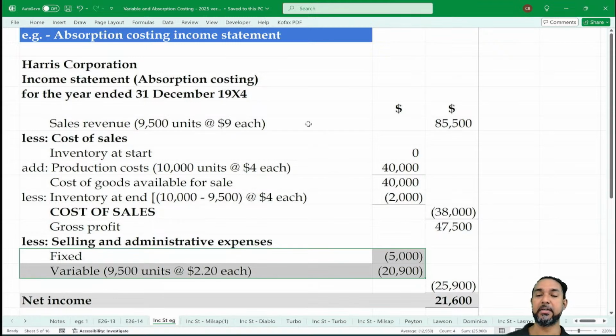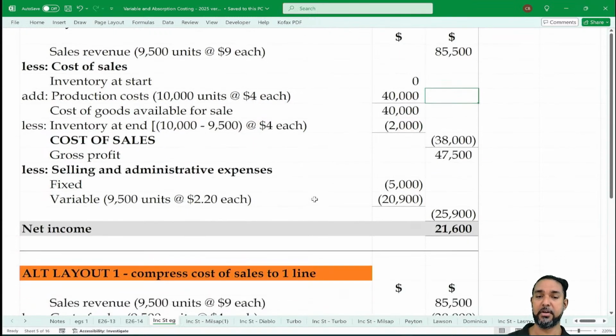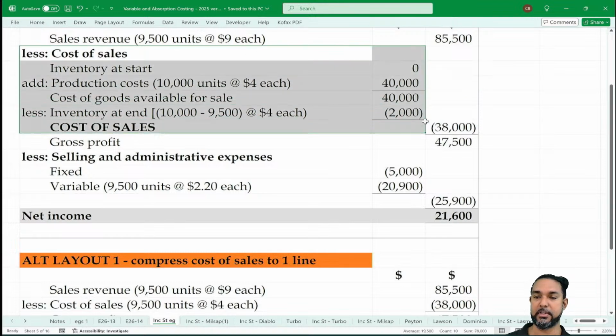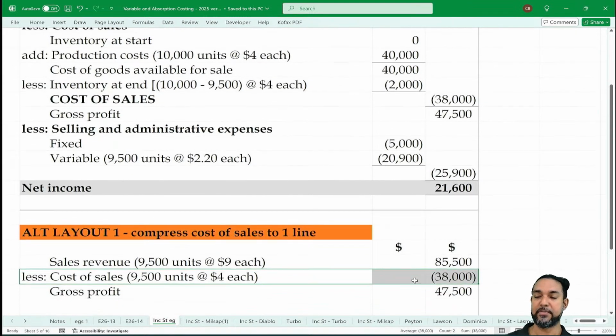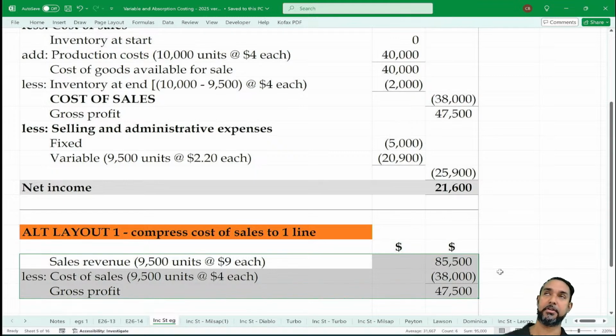Now, what we did is we compressed this. You could compress it in a couple different ways. One way is you could compress just the cost of sales section into a one-liner. If you know you sold 9,500 units and they each cost $4, then just multiply 9,500 by 4. It'll save you a lot of time and writing, and in an exam, you want to save time and writing and brain power. When you subtract that from the sales, you get your gross profit. This is my preferred way to do it because it does show the sales revenue, and if you're doing an income statement, you should show it.